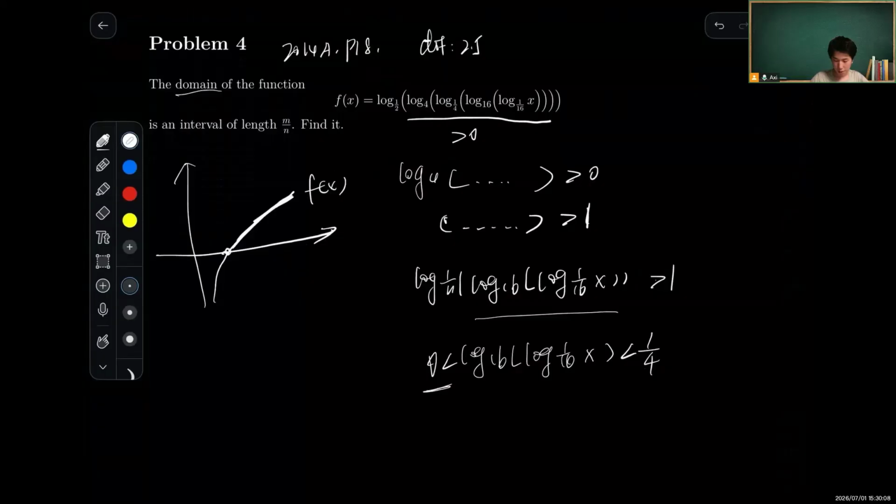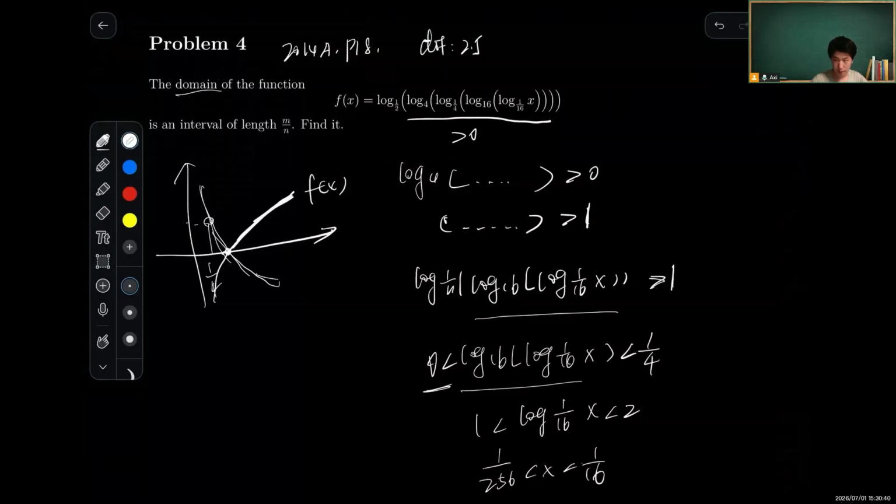And also, the expression must be greater than 1. Recall that for it to be greater than 1, it intersects somewhere over here, which happens to be 1/4. You can solve it yourself. We obtain this new equation, and then we apply the same logic again to find log 1 over 16 is between 1 and 2. So x is between 1 over 256 and 1 over 16. So the length of the domain is 15 over 256. Let's see if you got it correct.